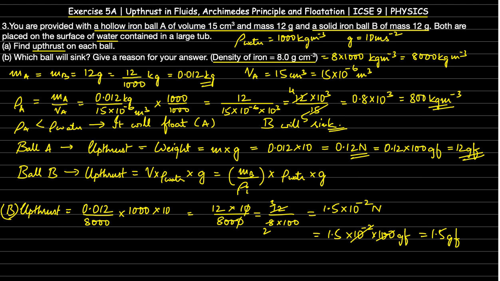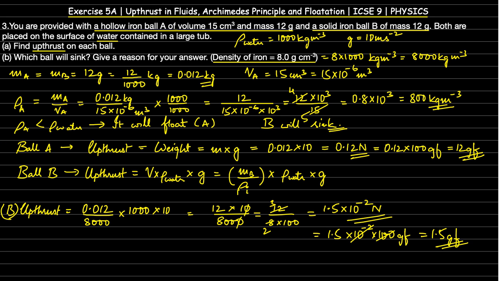So the answer is 1.5 into 10 to the power of minus 2 newtons. That is the upthrust for ball B. And for ball A, upthrust we got as 0.12 newtons. Since the textbook answer is given in gram force, I have converted that to gram force.